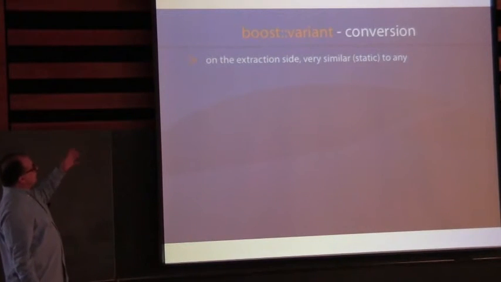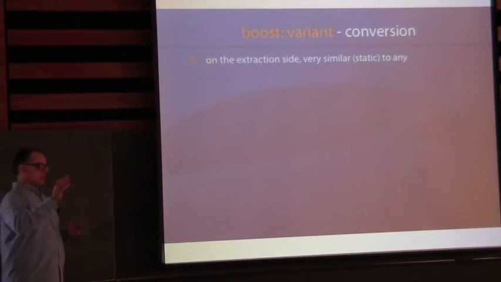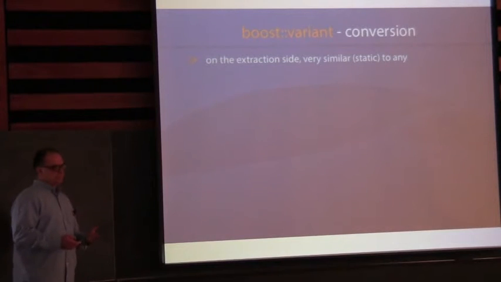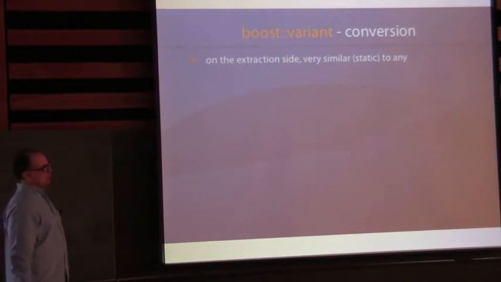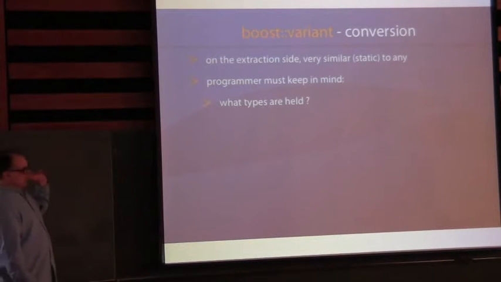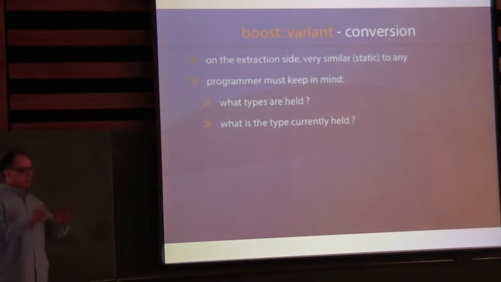So on the extraction side, the variant is similar to any because it will put the same constraint on you that you can only get exactly what you put in there, but it gives you some additional facilities to alleviate that, because you can define visitors that can help with those kinds of things, whereas any only gives you any cast, which is a very simple facility to get your values out. Visitors are a little bit more advanced, and you can do more user-friendly things with them. What you have to keep in mind as a programmer when you're using Boost Variant is, what types am I holding inside this object, and what type do I actually have in there right now? So there's still some headaches when you start using Boost Variant. There's some headaches that you have to worry about as you're using it.